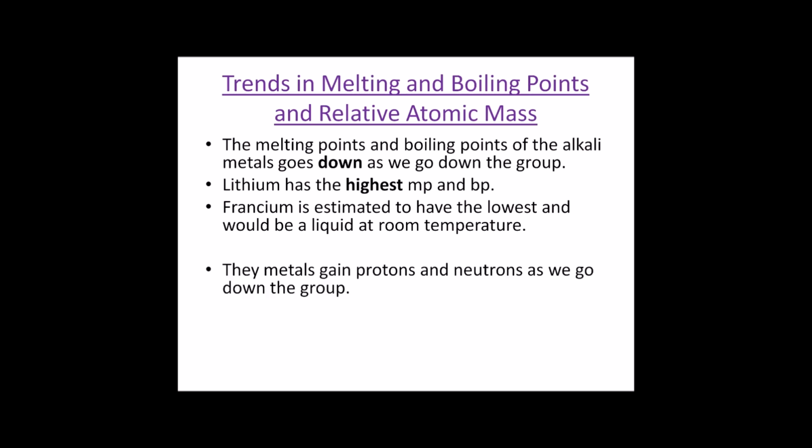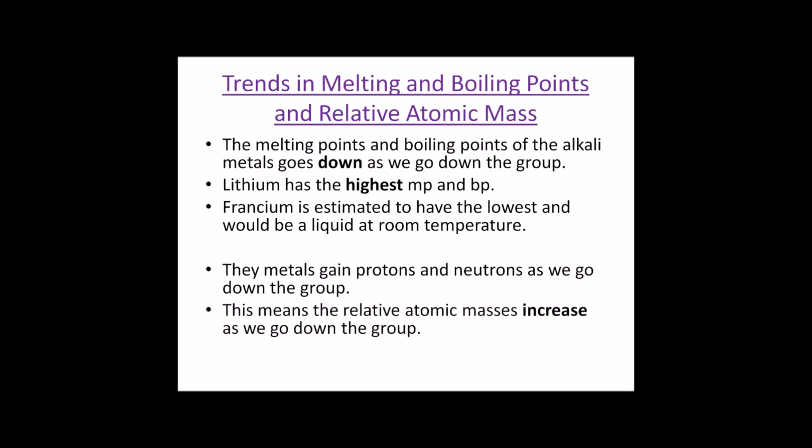Moving on to the relative atomic masses now. The metals gain protons and neutrons as we go down the group, and protons and neutrons, as we can remember, have a significant mass compared to electrons. So obviously if they're gaining protons and neutrons, they're also gaining electrons at the same time. So their masses increase as we go down the group. So, summary. Melting points decrease down the group, relative atomic masses increase down the group.